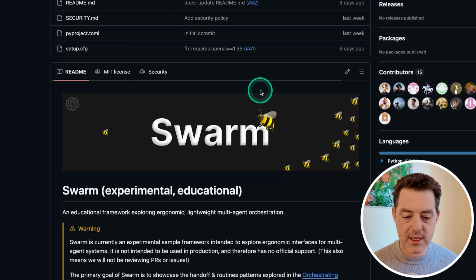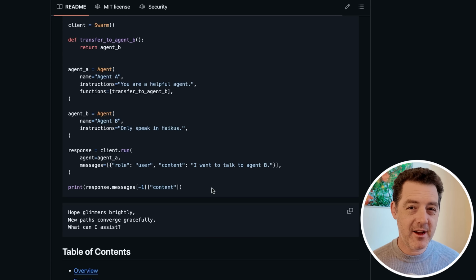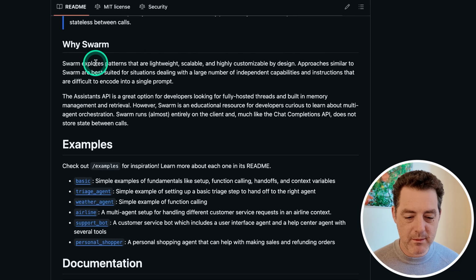It is open source, as I mentioned. It is called Swarm, experimental, educational. So all of the caveats are there. I haven't tested it out yet, but it looks to have a decent amount of functionality already. It describes itself as: "Swarm explores patterns that are lightweight, scalable, and highly customizable by design.